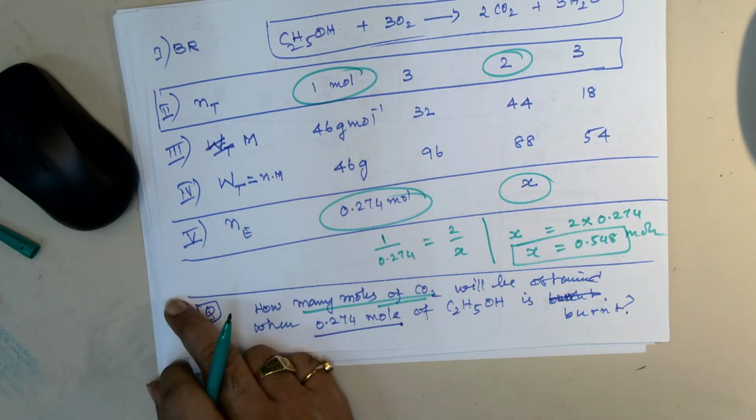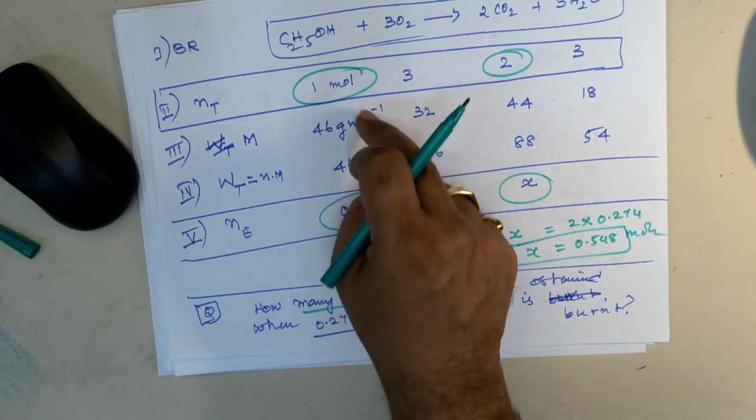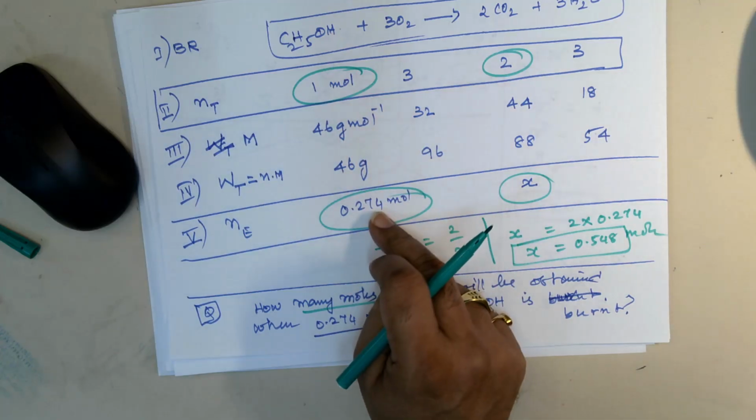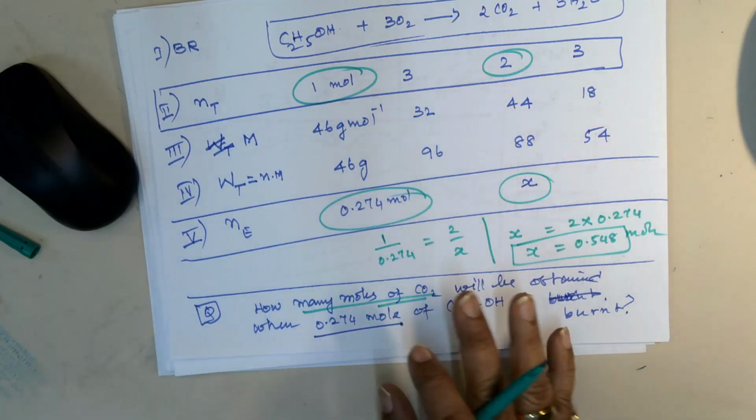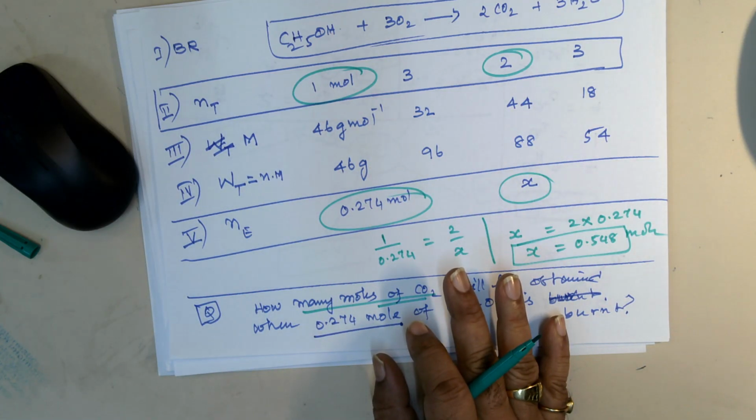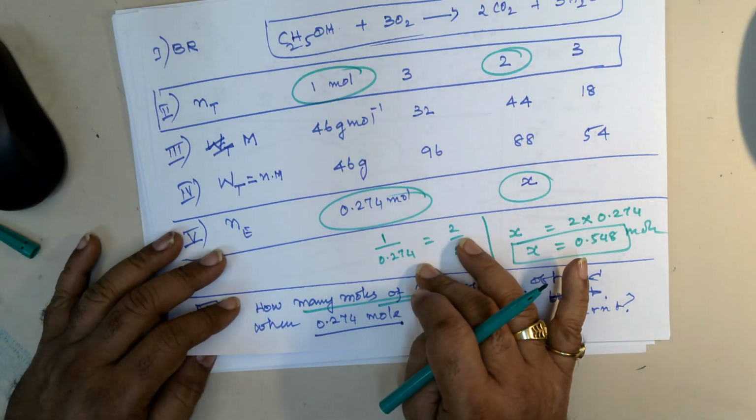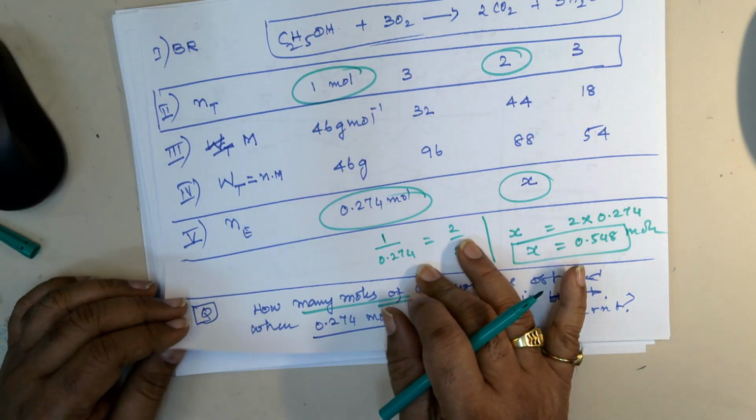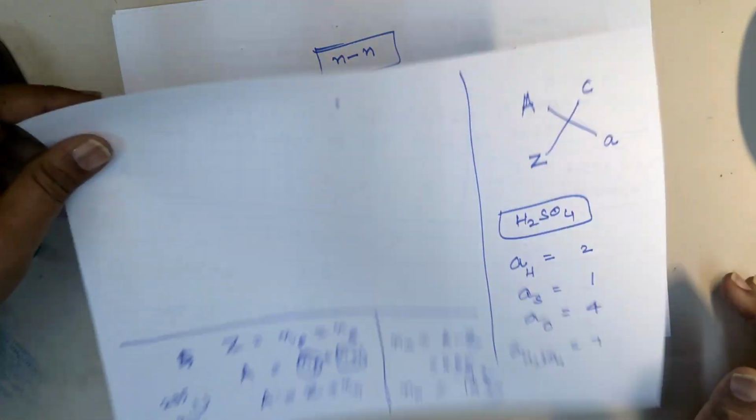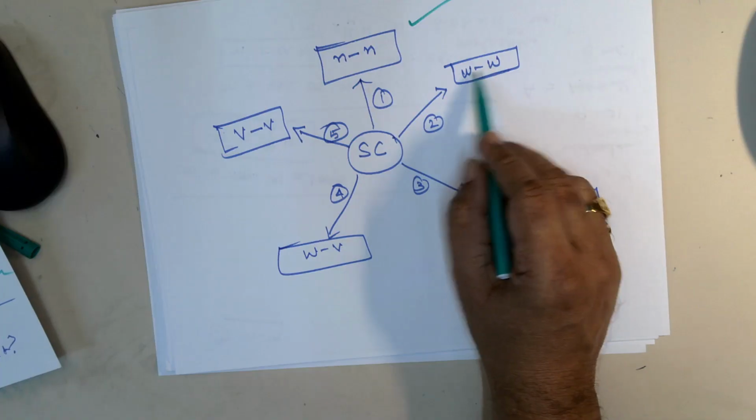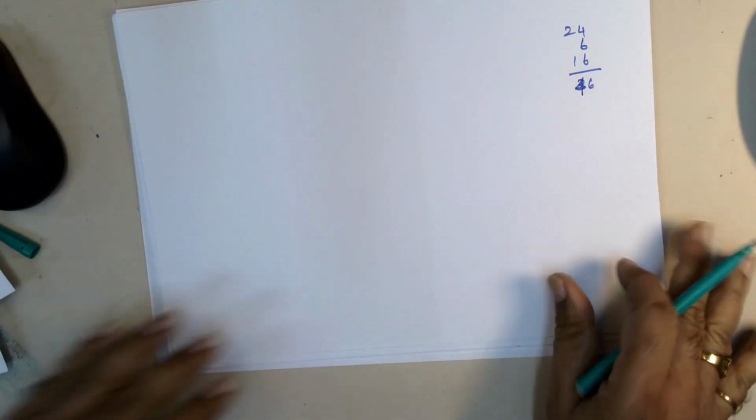Now you could have guessed. Similarly, you can have mass relation also. And that is why this is called mole ratio. This is called mass ratio. Do you understand this? Okay. So let us have another problem based on mass ratio. What we have discussed here is mole ratio. Now we are going to discuss the mass relationship, that is mass ratio. Okay. Take down.